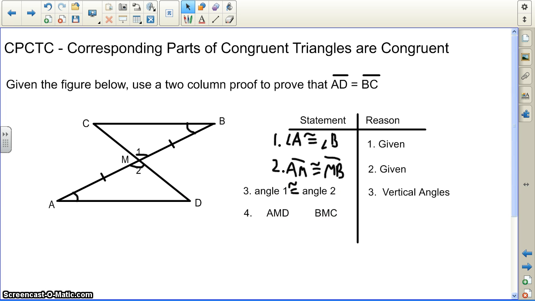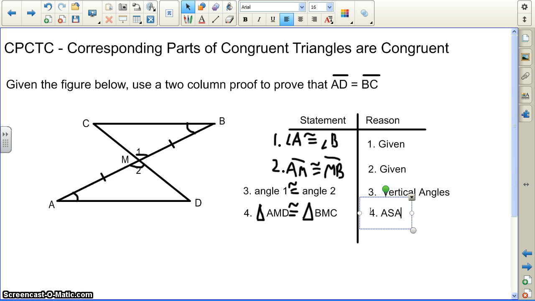Okay, so let me go ahead and put my symbols in here. It's a triangle, so I'm going to put triangle AMD is congruent to triangle BMC. Okay, I know that they're congruent because of that angle side angle congruence conjecture.